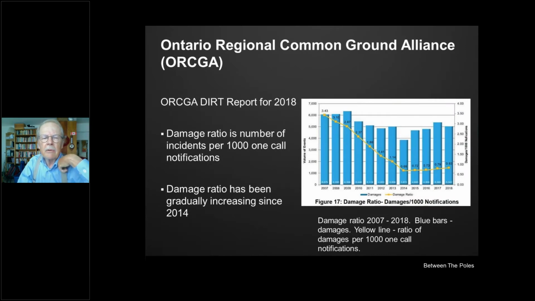This is something similar. Common Ground Alliance has different regional offices. This is from Ontario. I think this shows it even better. It shows you how the number of incidents has changed over the years since 2007, and you can see there was some dramatic improvement from 2007 to 2014, but since then it has been gradually increasing. So basically we have a problem where the number of incidents every year is basically the same. And I could show you some statistics also from the Netherlands that would show you the same thing. Unfortunately, I don't have good statistics from the UK.